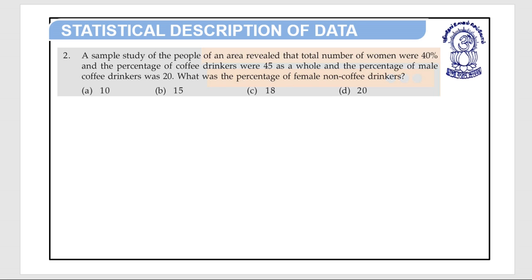Question number 2. A sample study of the people of an area revealed that the total number of women were 40% and the percentage of coffee drinkers were 45 as a whole, and the percentage of male coffee drinkers was 20. What was the percentage of female non-coffee drinkers? Let n is equal to 1000.